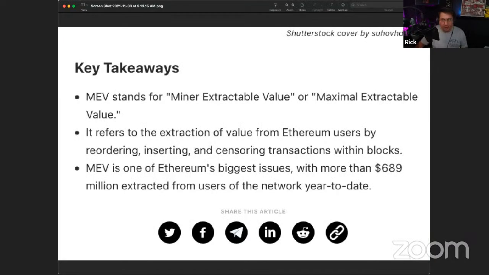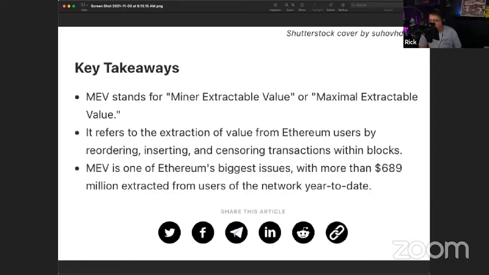And I saw that Laura Shin had someone on her podcast to talk about it on Ethereum. I'll just do a quick screen share for people who just dialed in. I got this from an article. MEV stands for miner extractable value. In the context of Cardano, it would be the same as a pool extractable value. It refers to the extraction of value from Ethereum users by reordering, inserting, and censoring transactions within blocks, which is also possible on Cardano when the mempool is bigger than the size of a block, which it often is now.